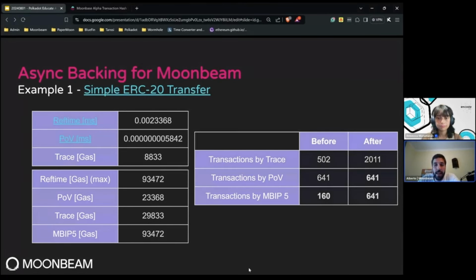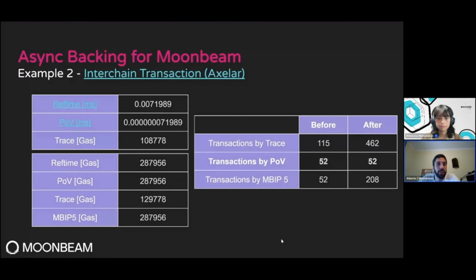Nevertheless, if we go to another type of transaction, which in this case, this is a Moonbeam transaction, by the way, this is an interchain transaction. So I think it's Axelar moving remark tokens. So it's using Axelar, it's using a very heavy contract in Axelar. It's a very complex interaction.